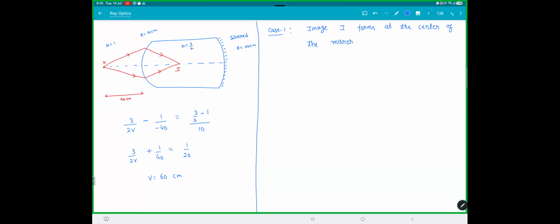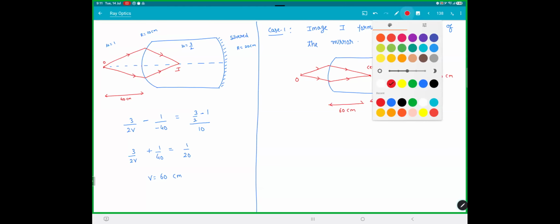Then the mirror will think light rays are coming and hitting it normally. So this must be the center. If this is the center, then this distance will be 20 centimeters. And this thing we already got 60 centimeters. That means X must be 80 centimeters.